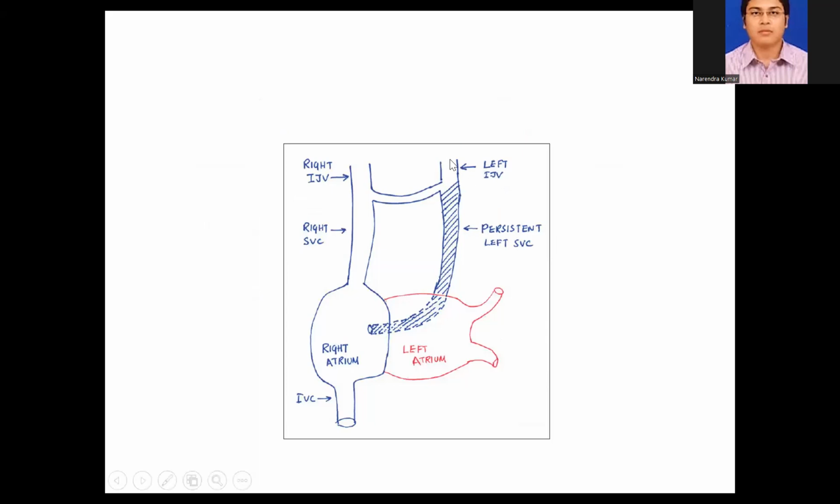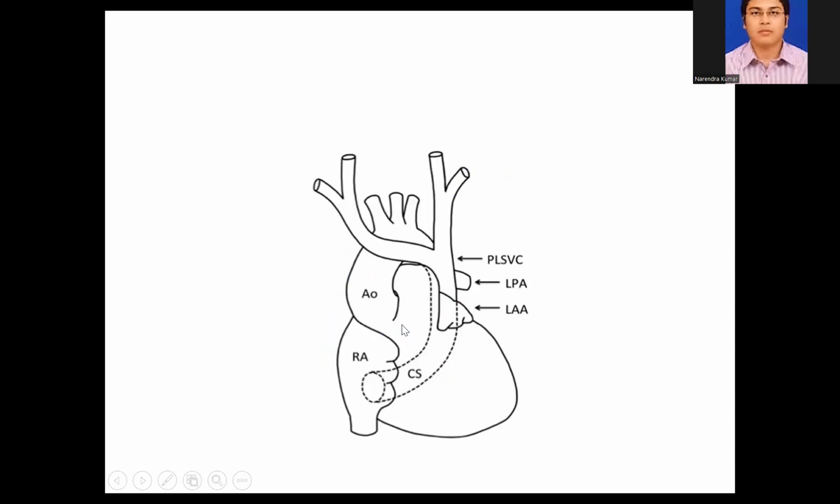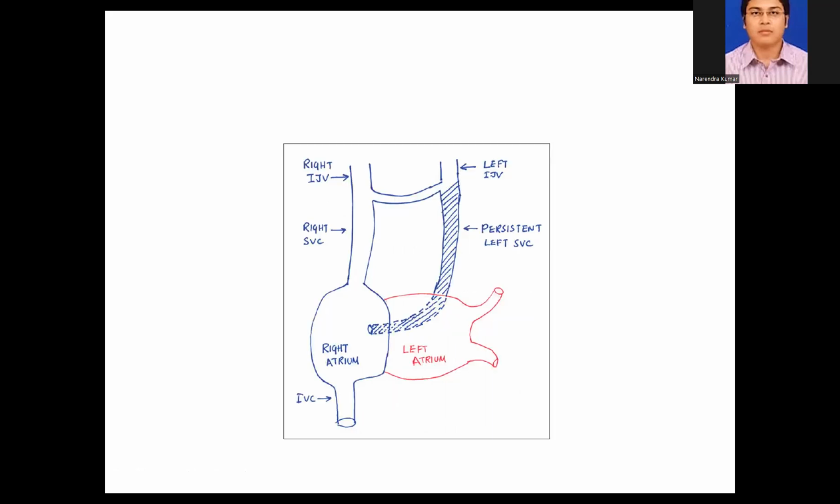Normally the left internal jugular vein communicates with the right internal jugular vein and drains into the superior vena cava. When this happens with a persistent left-sided SVC, it gives way to the right atrium. So persistent left-sided SVC is also present, and this left-sided SVC is perforated over here, before it drains to the coronary sinus and right atrium.